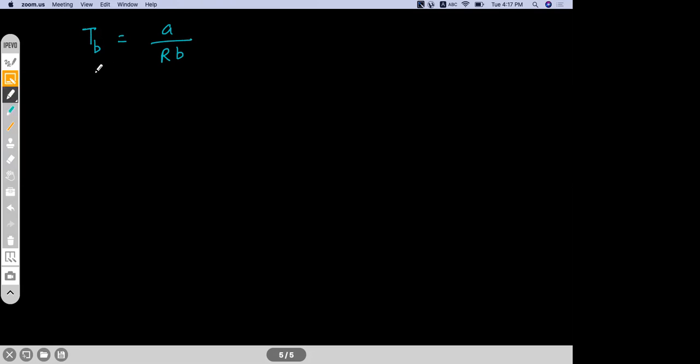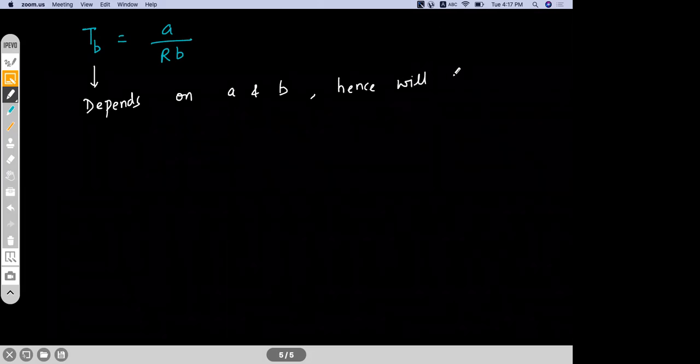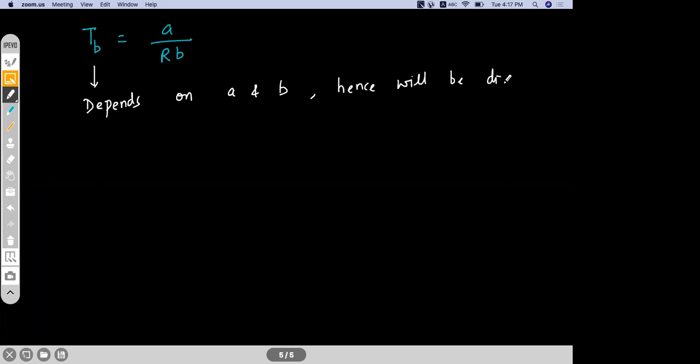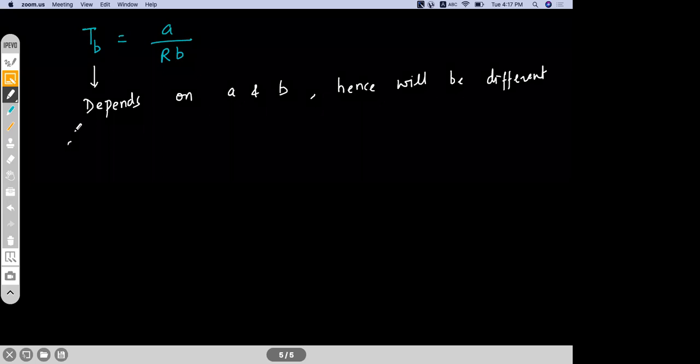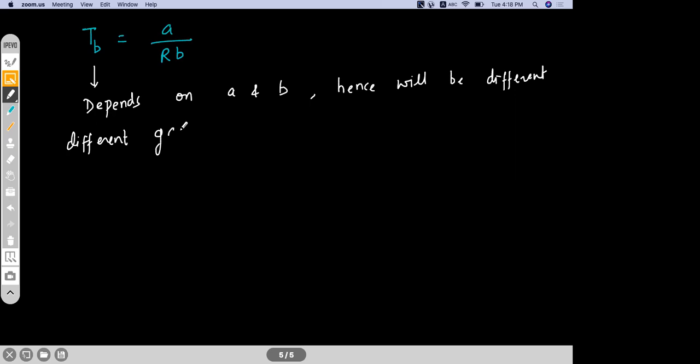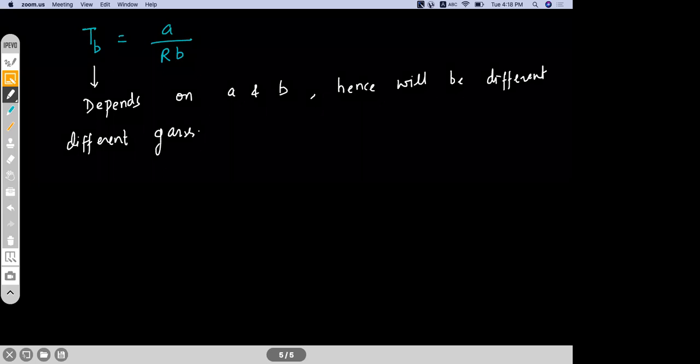Any doubt in this? Boyle's temperature depends on a and b, hence it will be different for different gases. No doubt.